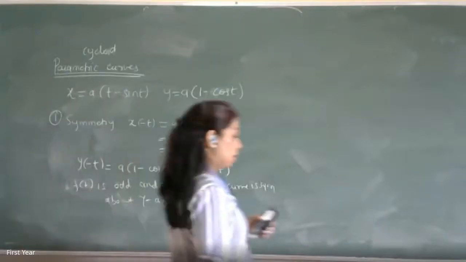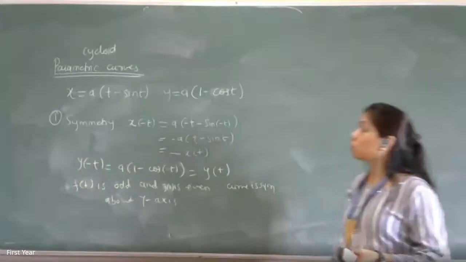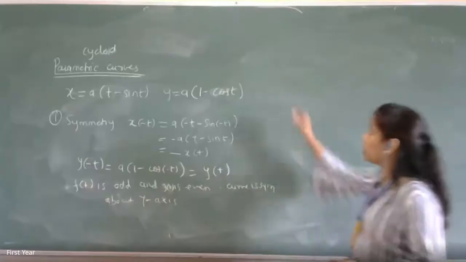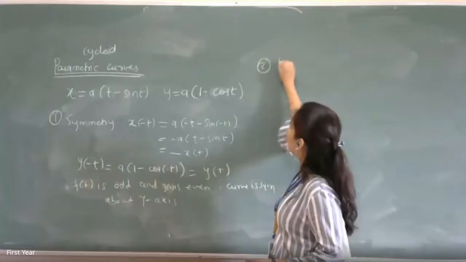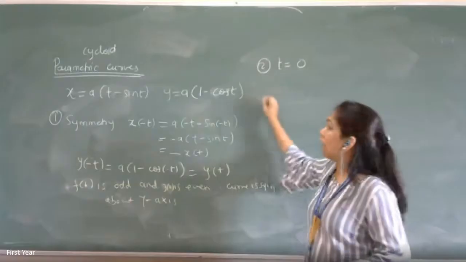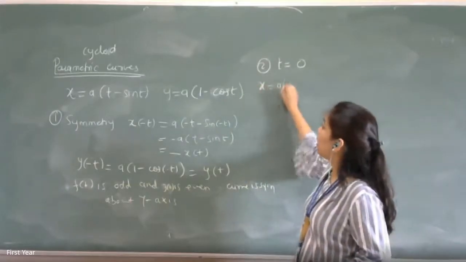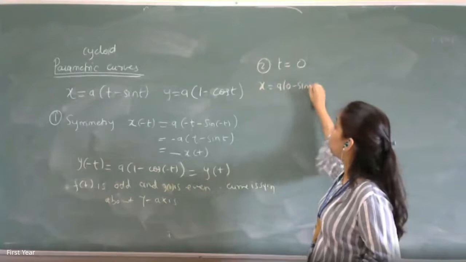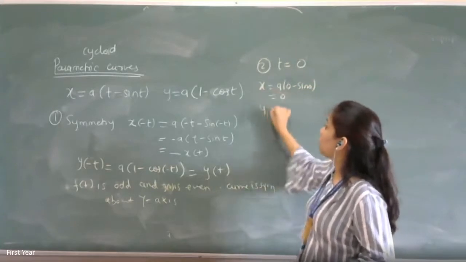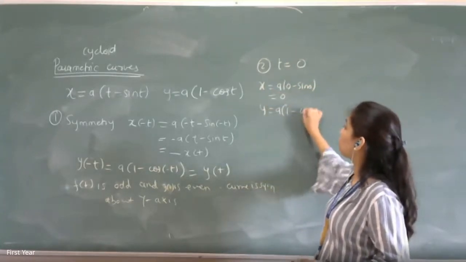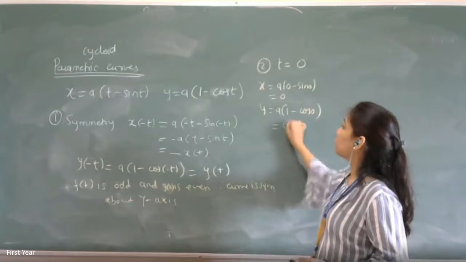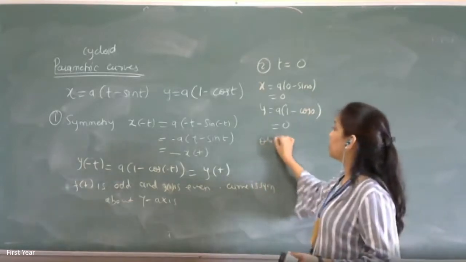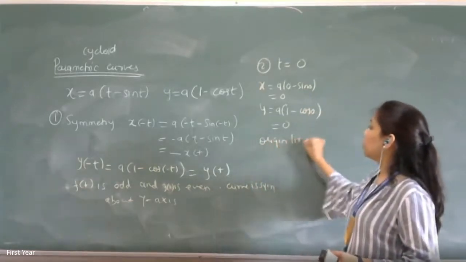Next, let us find out whether the origin is there. Is there an origin? Yes, ma'am. For which value of t? 0. Very good. At t equal to 0, x is equal to a into (0 minus sin 0), which is 0, and y is equal to a into (1 minus cos 0). Cos 0 is 1, so 1 minus 1 is 0. So the origin lies on the curve.